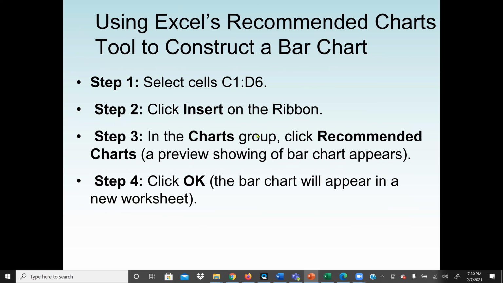So normally to construct a bar chart, you select the data. A graph is a graphical representation of data, so without data, the graph will be empty. So first we need to select our data. In this case, we select C1 to D6, because that's where our data is located. So select wherever your data is.